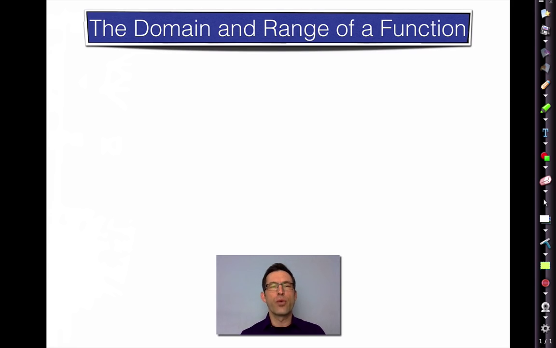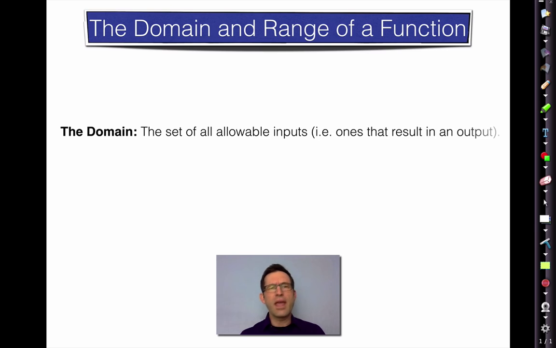The domain and range of a function. Now keep in mind that a function is simply a rule that changes input values into output values. The domain is the set of all allowable inputs, i.e. ones that result in an output. Allowable? That sounds like a strange word. Well, what does that mean?